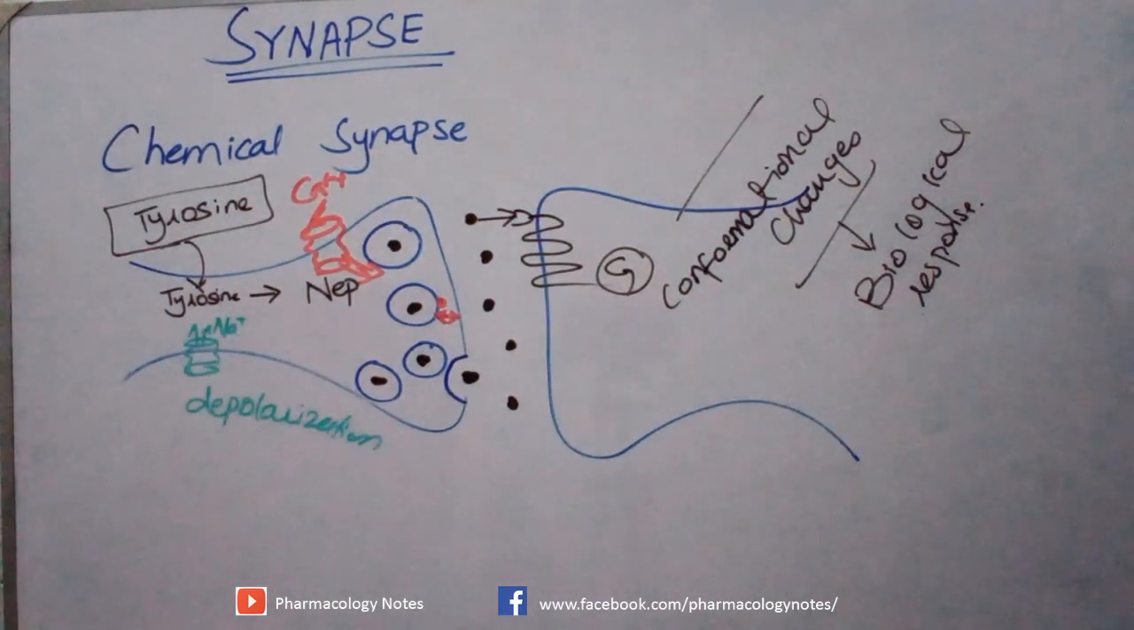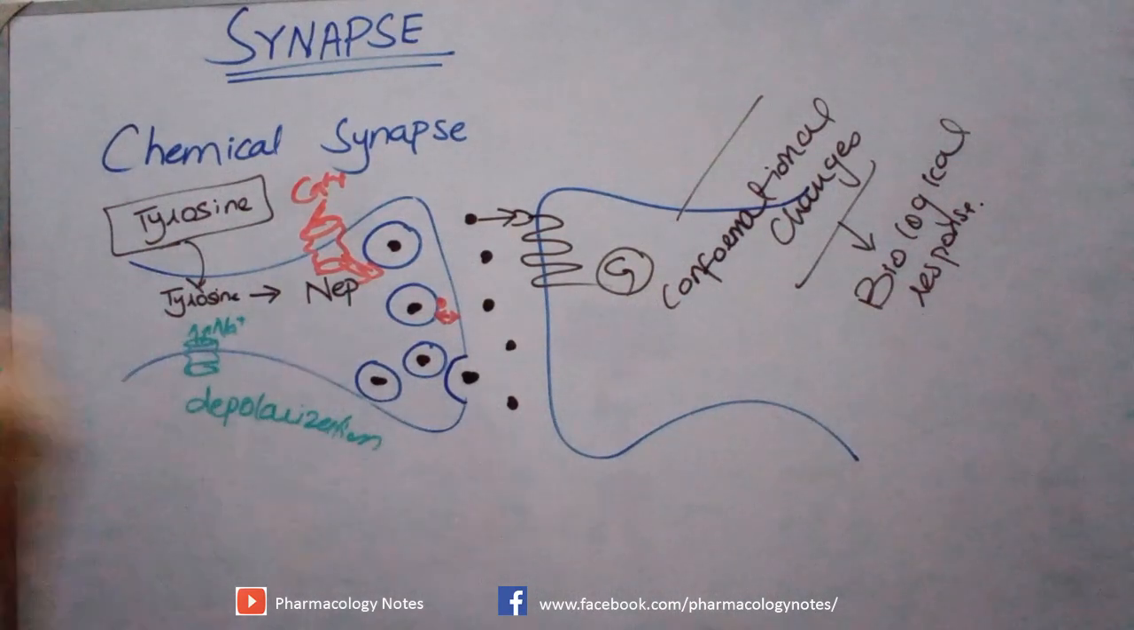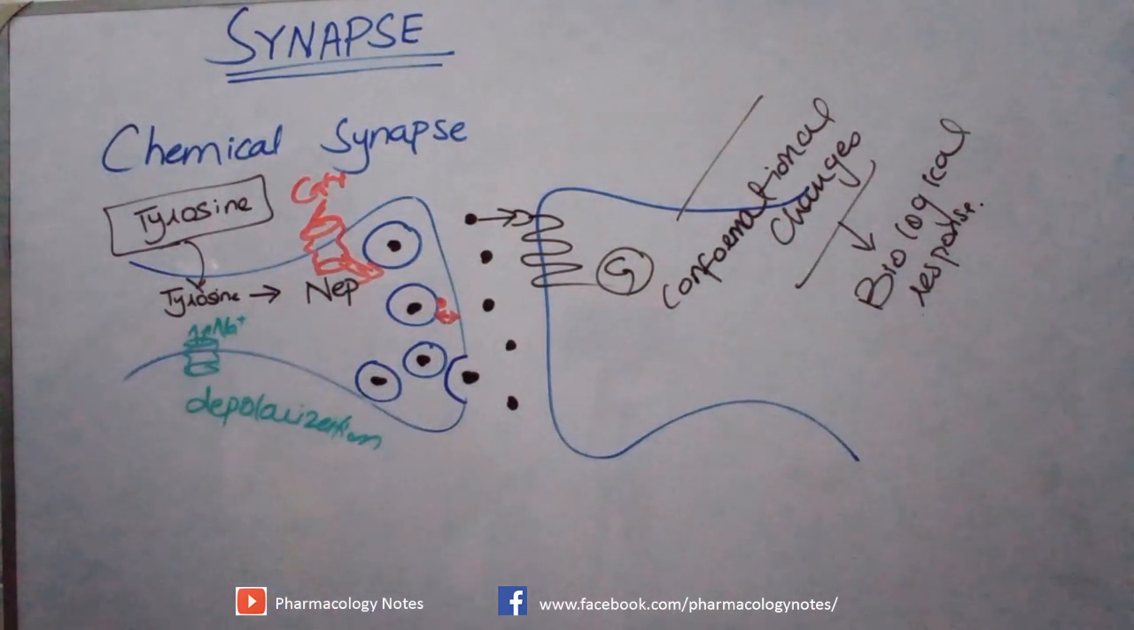So, in the case of a chemical synapse, a chemical is involved, while in the case of an electrical synapse, electrical signaling was the only source of transmission of signals, or the source of communication between neurons.